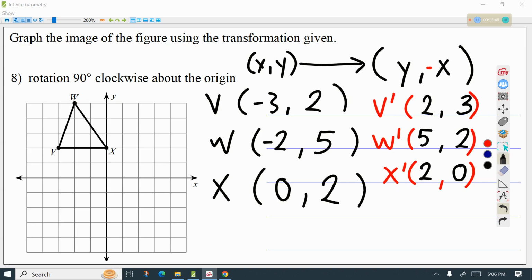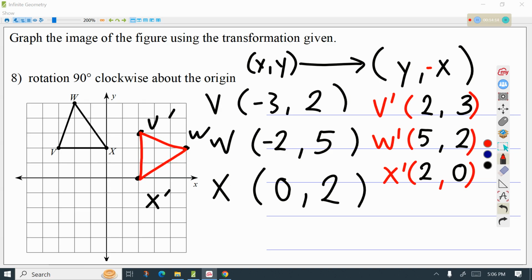To put V, I go right 2, up 3, and that is V prime. All right, W, I go right 5, up 2, that's W prime. All right, and then to get to X prime, I got to go right 2 and up 0, so that is my X prime. All right, again, don't forget to actually connect the dots and label them as the primes and everything, okay?